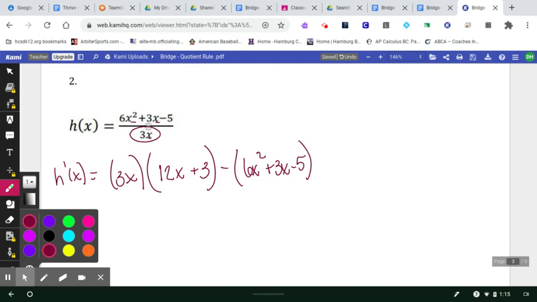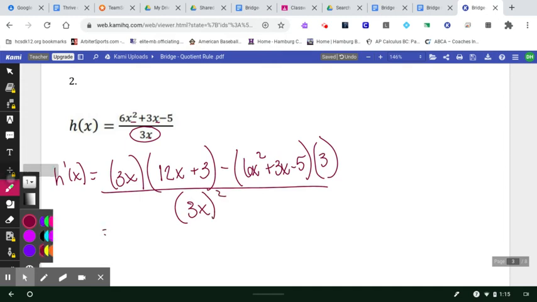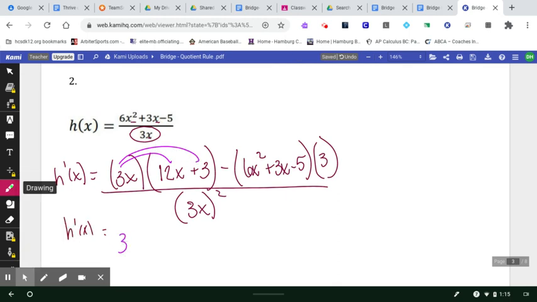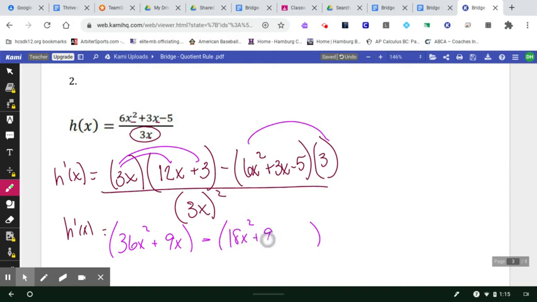D low, 3x is linear, so its derivative is just 3, all over the low squared, and it's wrapped up in parentheses. And again, I'm just in my cleanup phase here. So calculus is done, we're just cleaning up. So that's 36x squared plus 9x, wrap it up, minus, keep this side wrapped up. So that's going to get me 18x squared plus 9x plus, minus 15, all over that denominator squared.